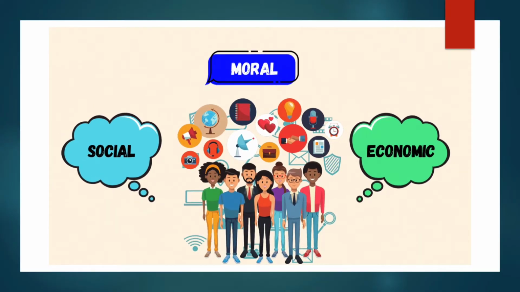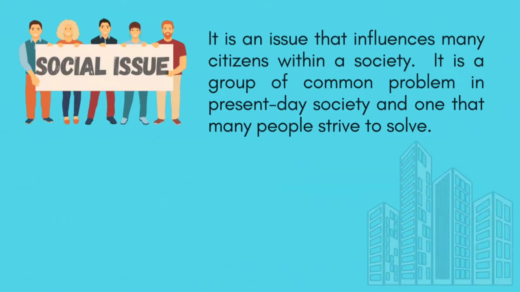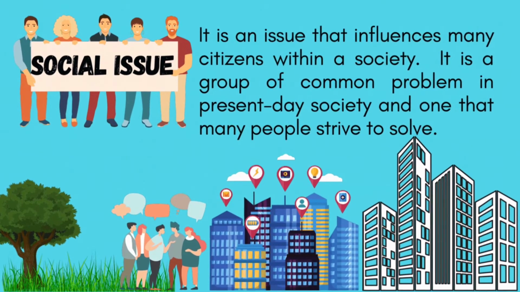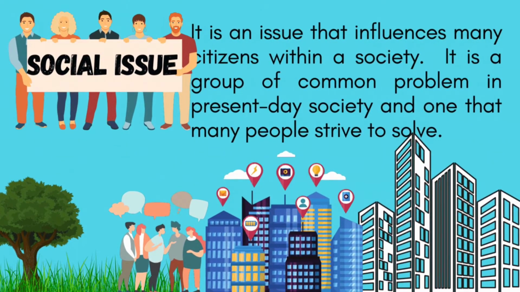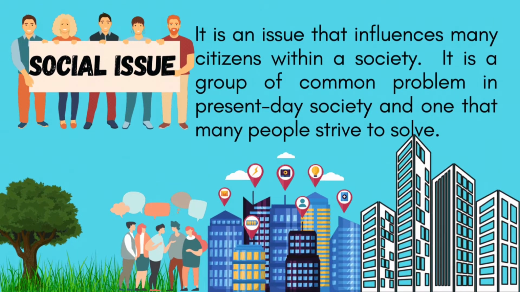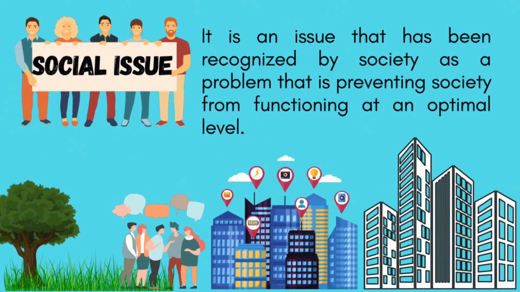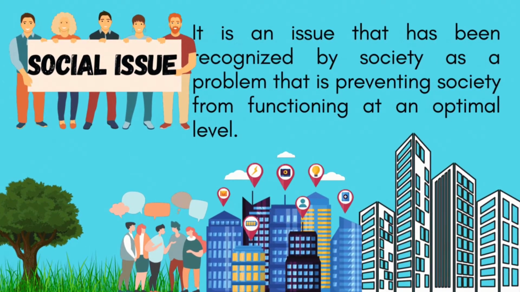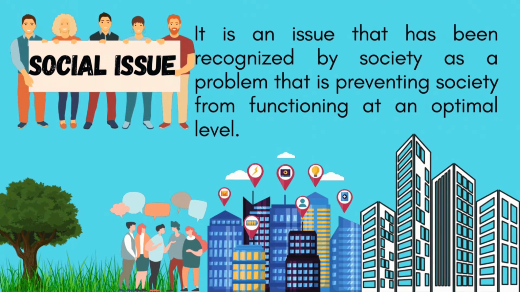Now let us define these important terms before identifying the examples in each category. Social issue is an issue that influences many citizens within a society. It is a group of common problems in present-day society and one that many people strive to solve. It is also an issue that has been recognized by society as a problem that is preventing society from functioning at an optimal level.